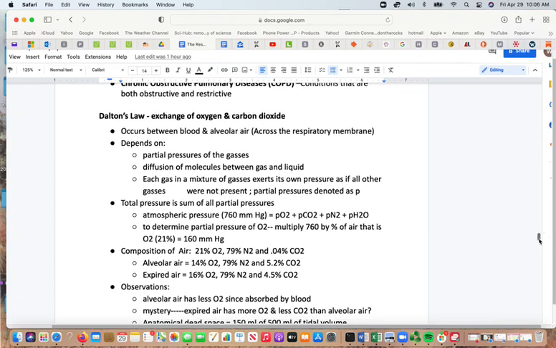So Dalton's law is going to look at the exchange of oxygen and carbon dioxide. So now we're moving into looking at what is going on between the blood and the tissues. And we're going to put that in a separate video since this is getting to be quite a long section.